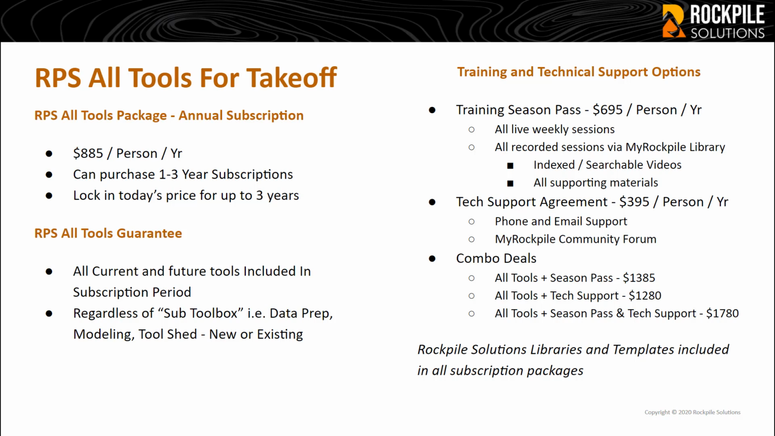Combination deals are also available. The All Tools plus Season Pass further reduces the price of the Season Pass to $500 by combining it with All Tools at the time of purchase. That's $1,385. All Tools and Tech Support is $1,280. And then All Tools plus Season Pass plus Tech Support is $1,780 per person per year. The Rockpile Solutions libraries and templates that we've talked about in this presentation are all included in all of the subscription packages.